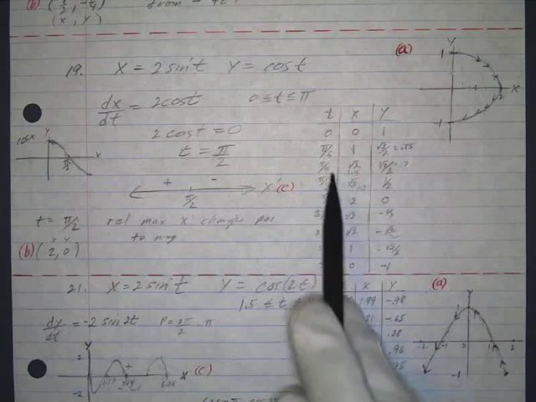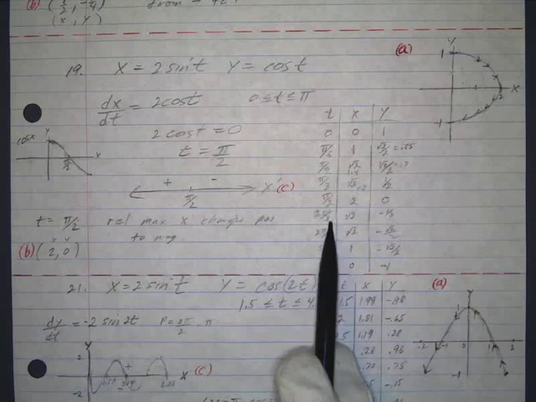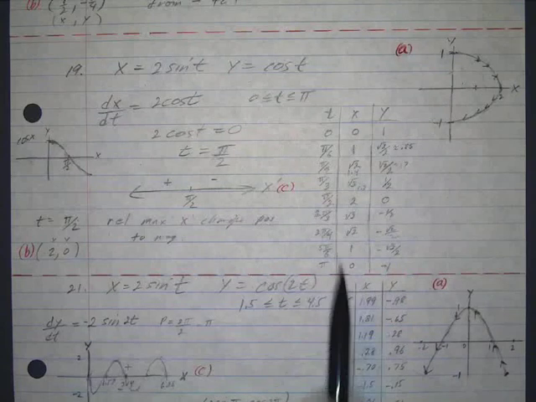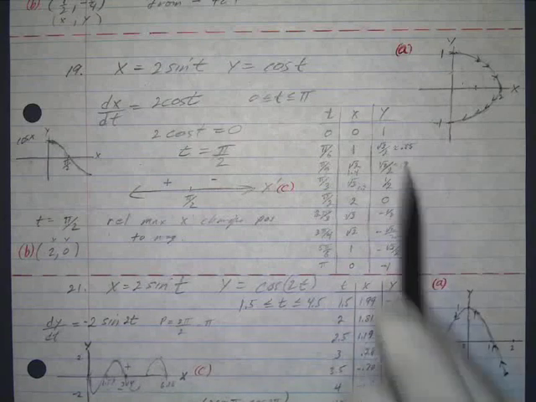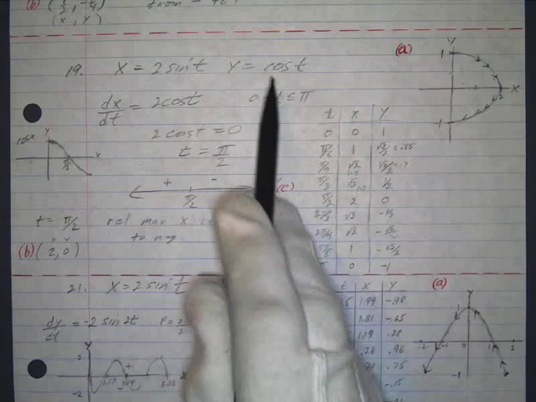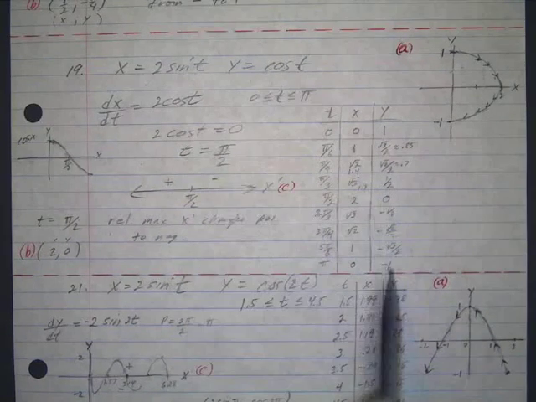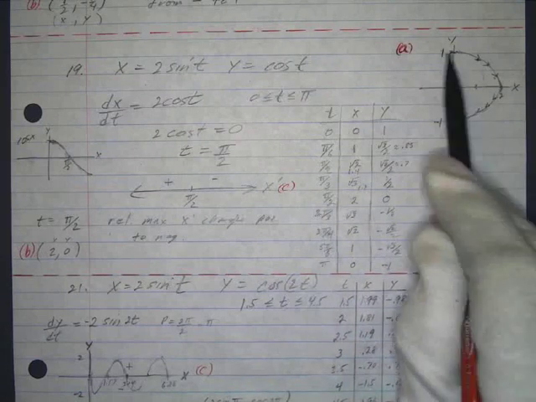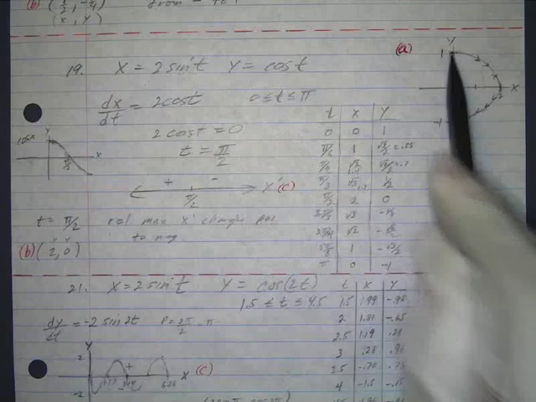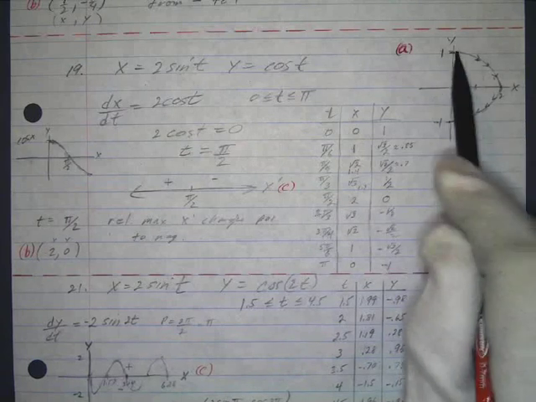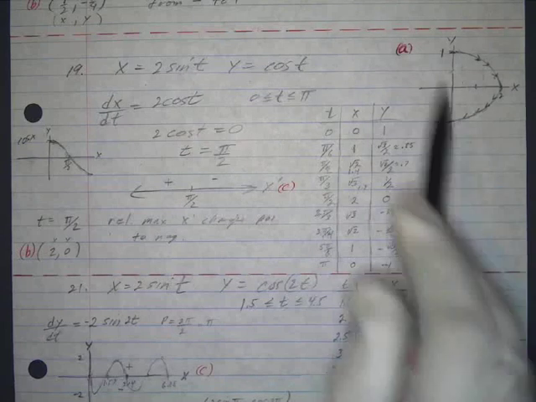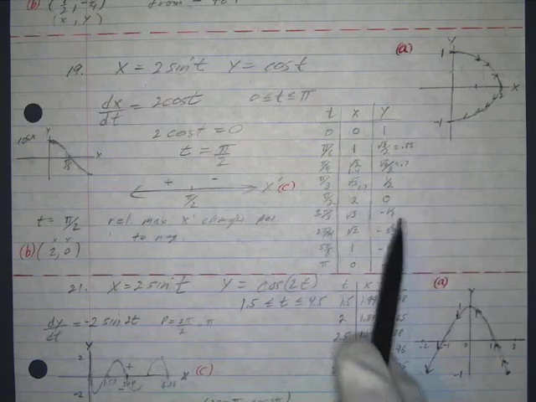I said pi over 6, pi over 4, pi over 3, pi over 2, 2 pi over 3. So these are all exact values you can get from your unit circle. You can see these numbers look familiar. And then found the y. Accordingly, the same thing, y is cosine. So it's easy to find with these exact values. And we can see that it was going from this direction. I started up here at x equals 0, y equals 1, and it goes this way. So that was the A part, to sketch the graph, and there's my table of values.